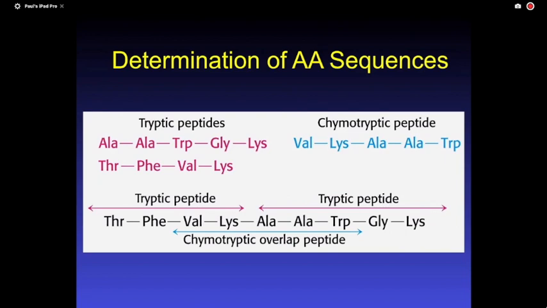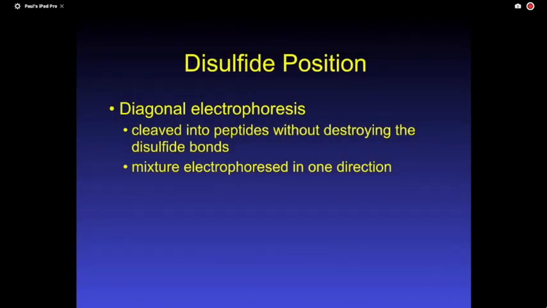All of which is, up to this point, what level of protein do we know? Primary. There's secondary, tertiary, and quaternary still left, so we still have a lot of work. One thing that we can do that's kind of easy to do, and it intersects sequencing, is to try to find disulfide positions.